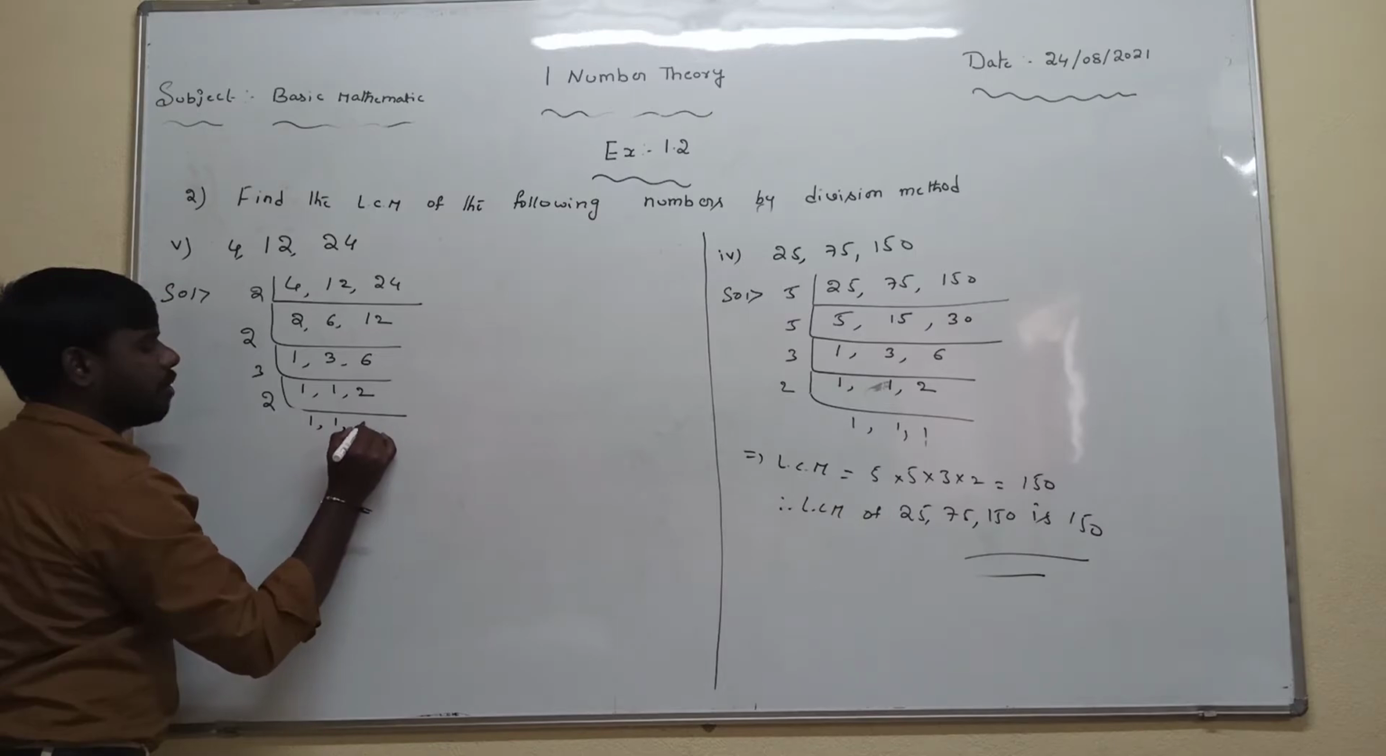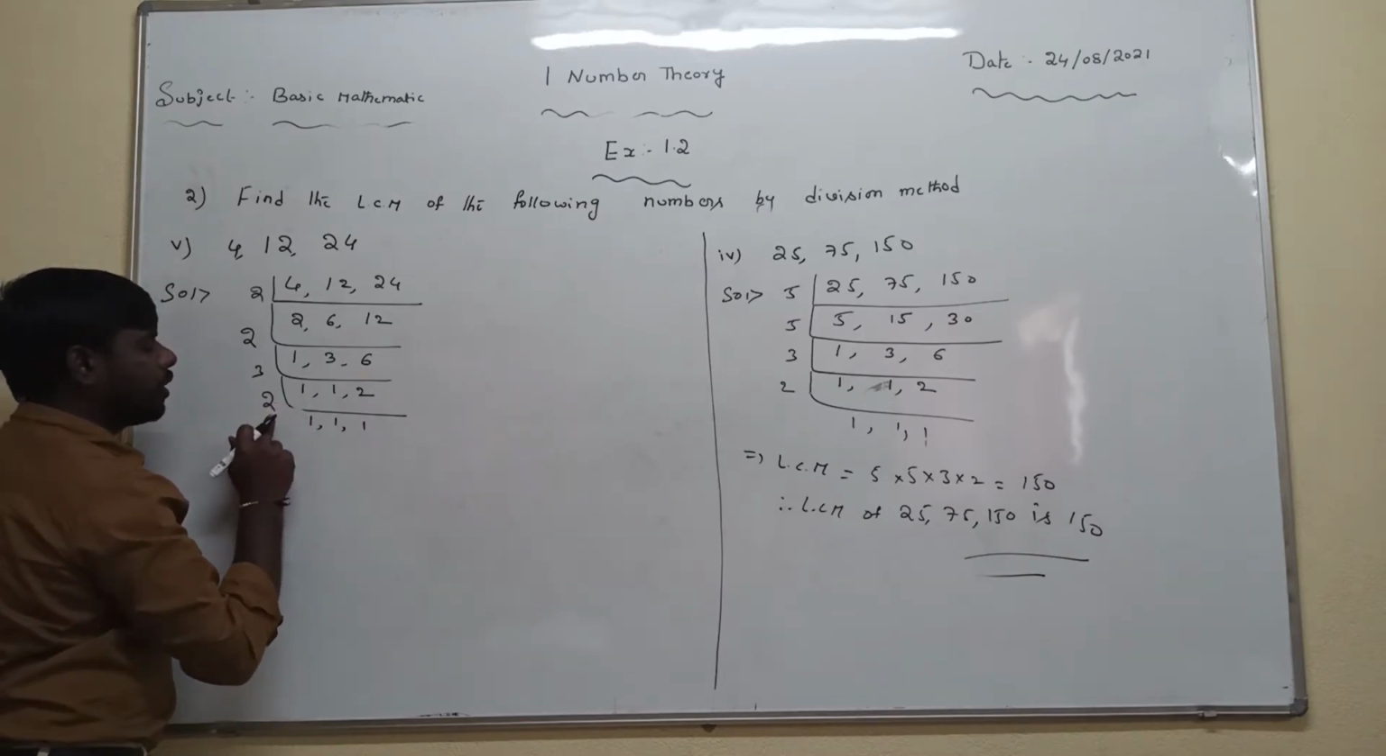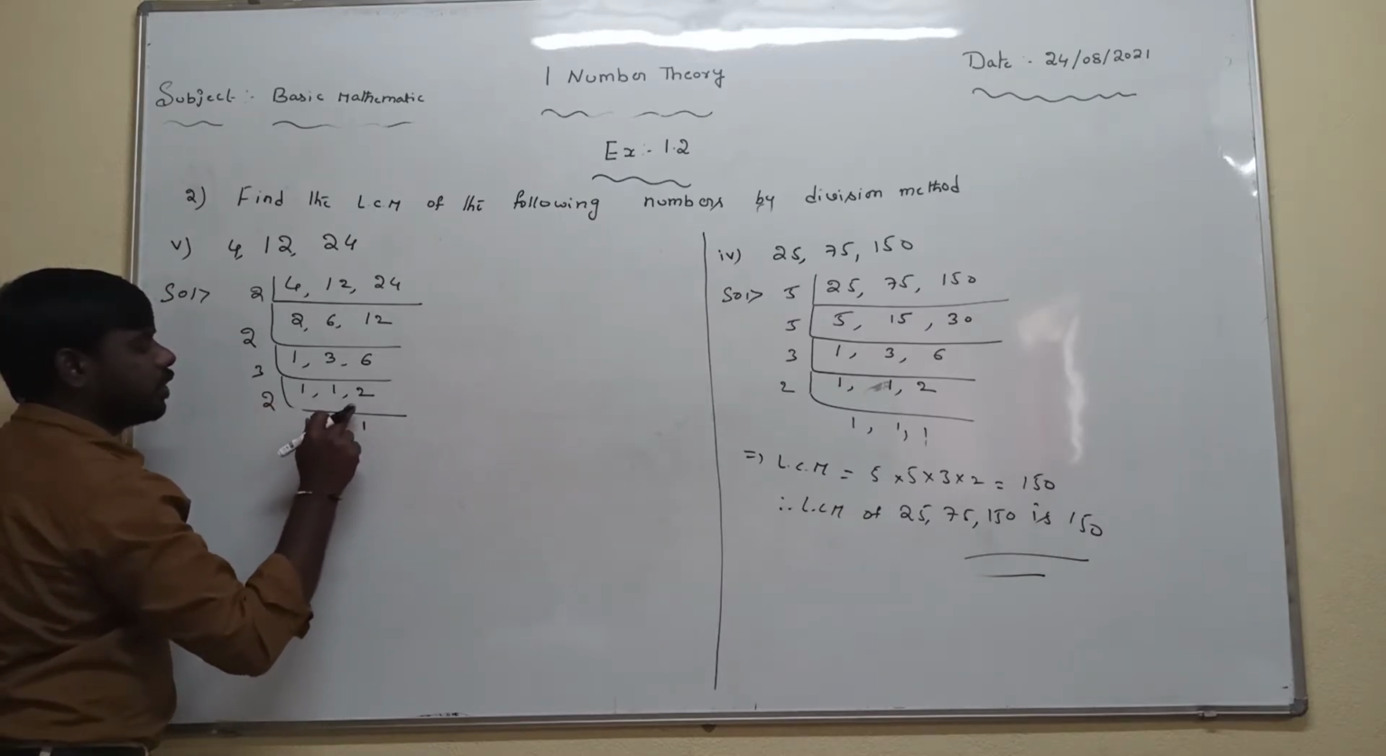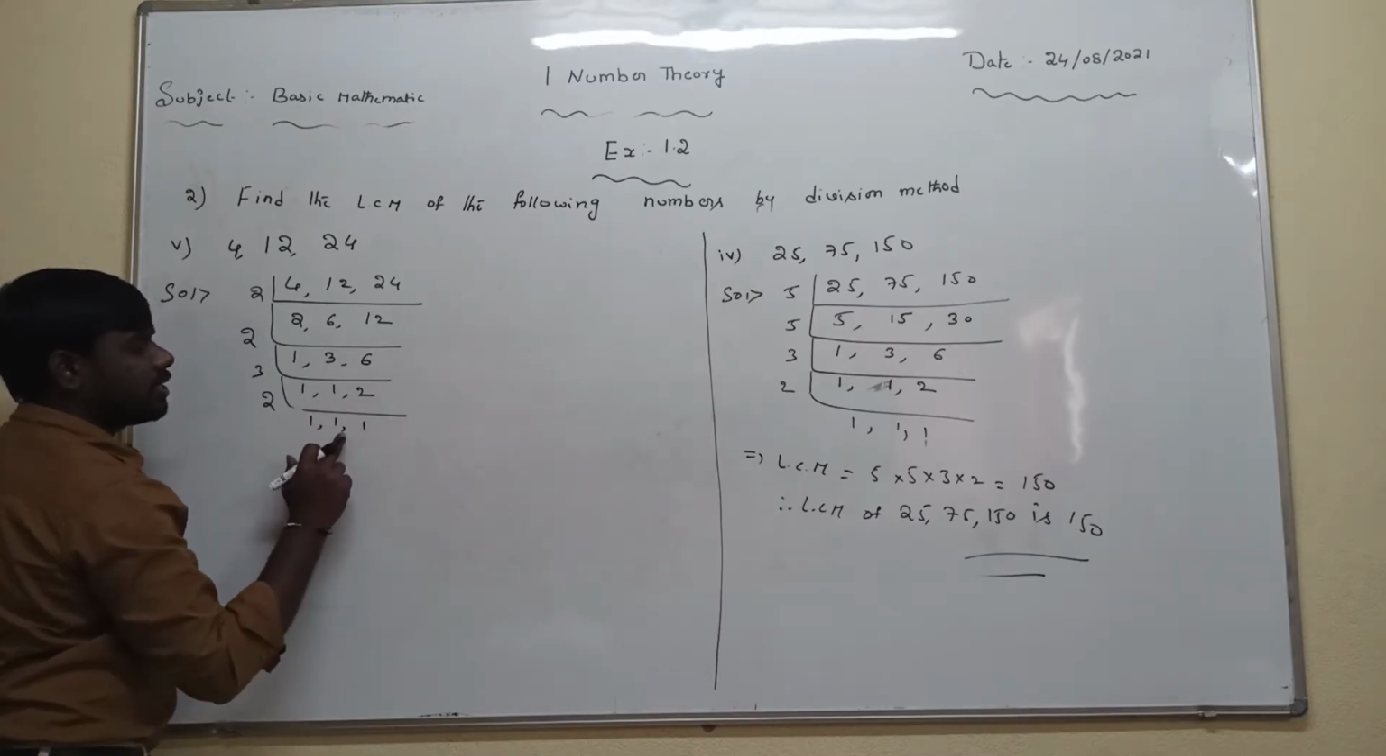So 1 comma 1 comma 1. Because 1 is not divisible by 2, that's why 1 you can write as it is. So 2 1s are 2. So the final remainder is 1.